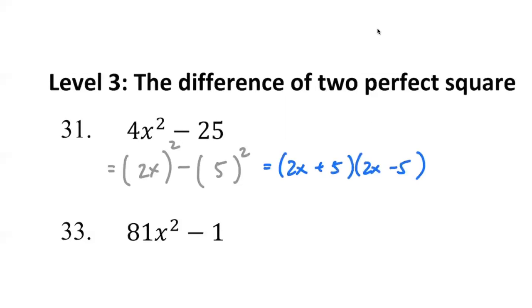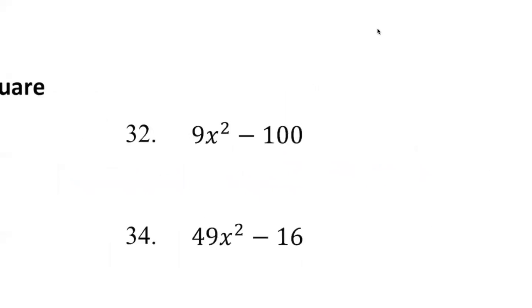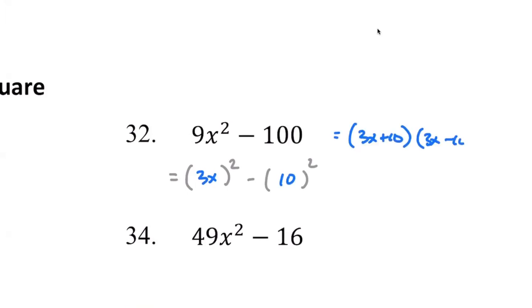So you gotta learn how to analyze very carefully. 32, same thing. We say, what's squared to give us 9x squared? Well, it's gotta be 3x. And if you square 3x, you get 9x squared. And then 100 is just 10 squared, that's easy. So you factor it into 3x plus 10, and 3x minus 10.